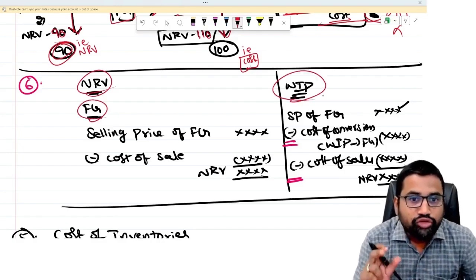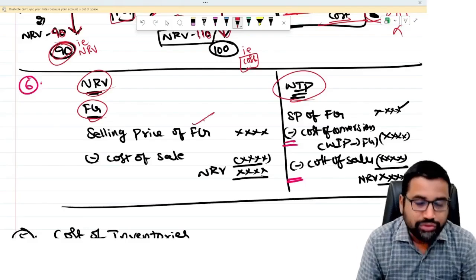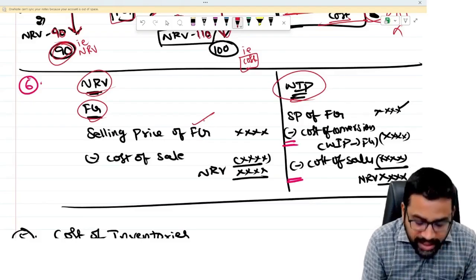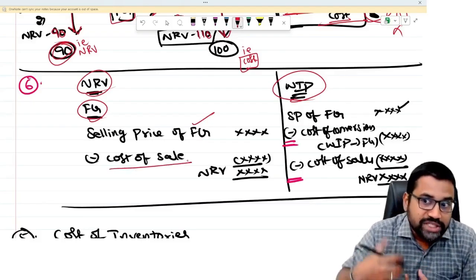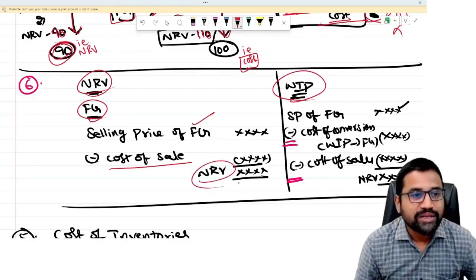Now, how to find out the NRV of the finished goods? Simple. Take the estimated selling price of the finished goods. So, right now, if I sell this finished good in the market, how much am I going to get? Minus the cost of sale. To sell these finished goods, how much cost am I going to incur, minus it. Then you will get net realizable value.